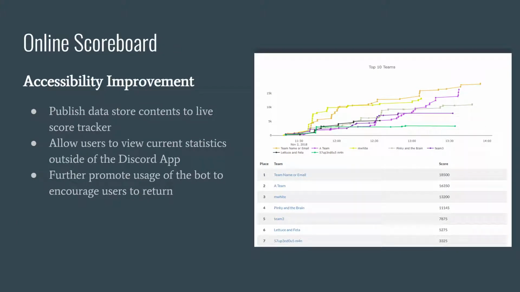The second aspect that I introduced was this idea of an online scoreboard. Essentially, this takes the data that was in the Trivia bot database and publishes it to a live score tracker, which again allows users to view statistics outside of the Discord application. There's no reason to open the executable. You can go right to the website and see how you're currently doing overall.